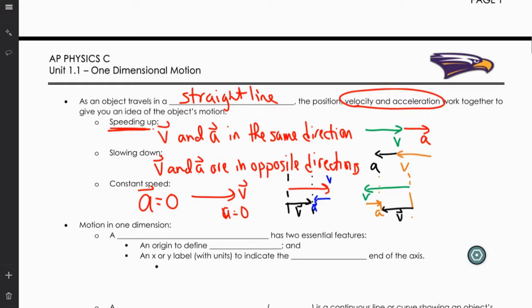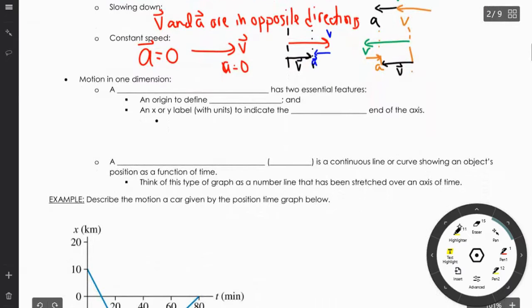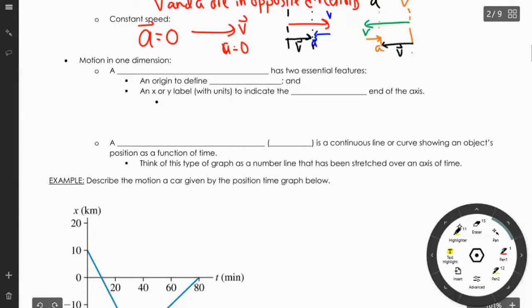All right, so now in the next part, we're going to break down motion in one dimension. So what happens is a coordinate system, and we're going to talk about this a lot over time. A coordinate system has two essential features. One is an origin to define 0, right? That's why we set it. We need to know where the object starts and where it ends.